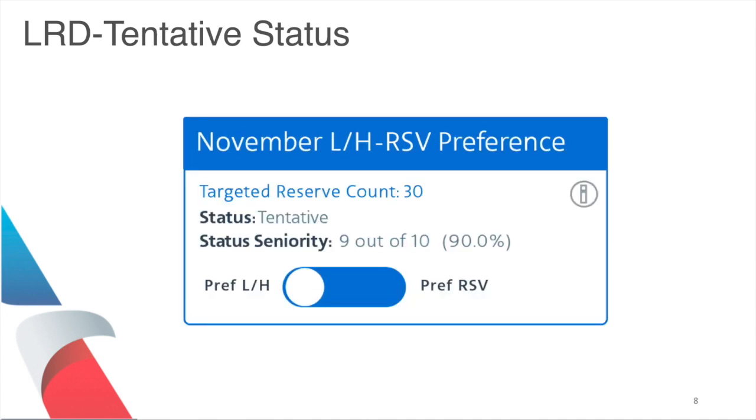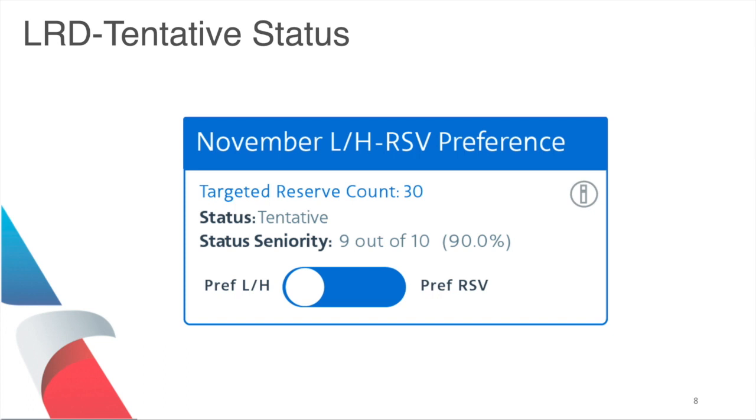Next is tentative. You will only see tentative if voluntary leave of absences, or VLOAs, are offered at your base for that month. If your status is tentative, the default is prefer lineholder. You have the option to click the toggle to select prefer reserve.